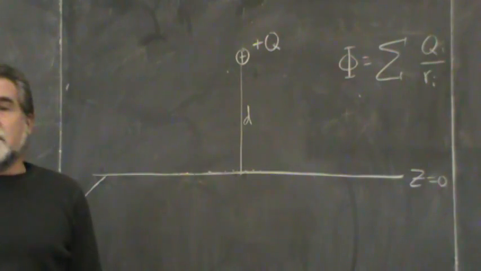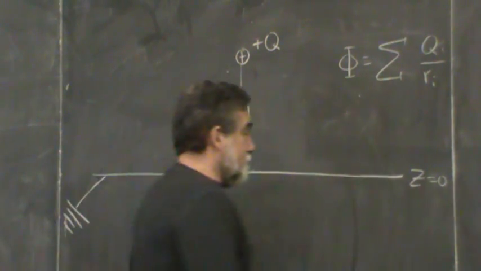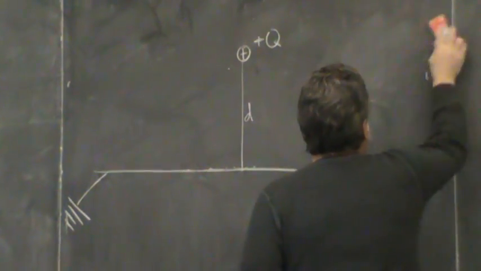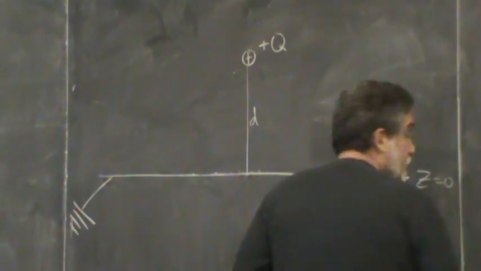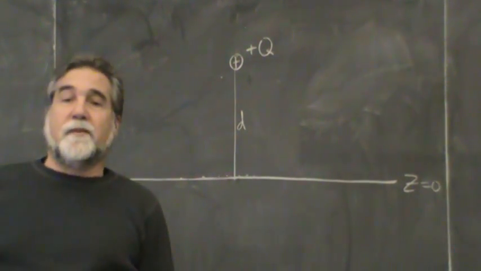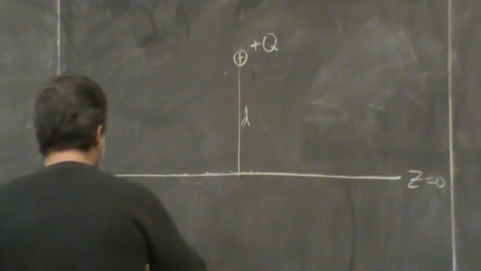So we're going to use a trick. The trick even has a name. It's called the method of images.